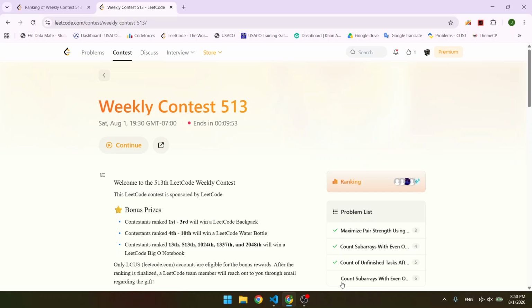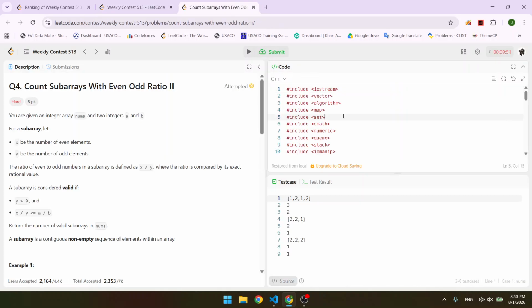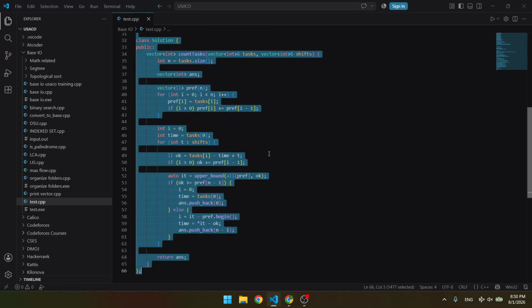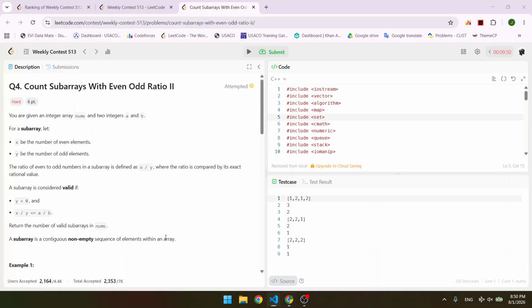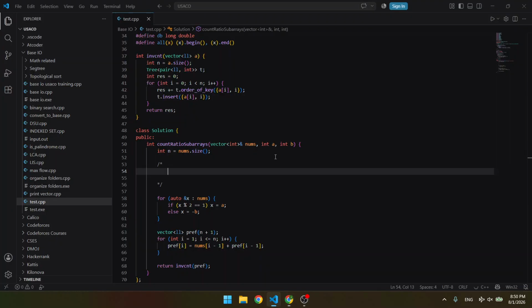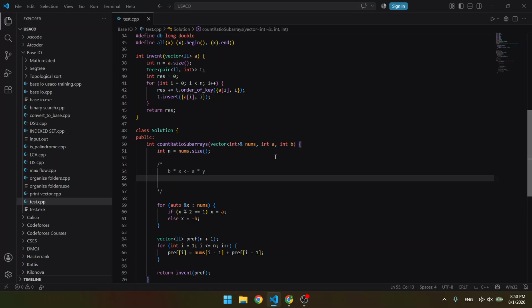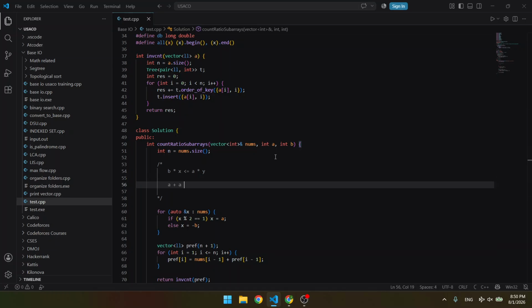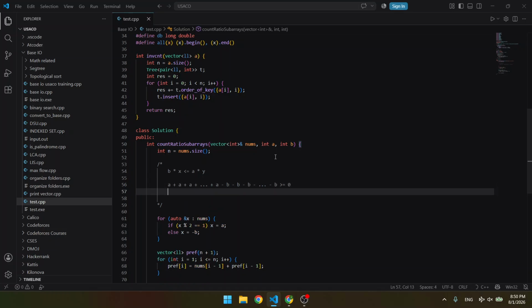Okay. I'll also go over my solution to Q4, which I don't know why it's incorrect. So basically, look, right, we have these two conditions. Let's look at the second condition, right? We need b times x is less than or equal to a times y. Now, if we rearrange this, you get a plus a plus dot dot dot plus a, minus b minus b minus dot dot dot minus b, is greater than or equal to 0.